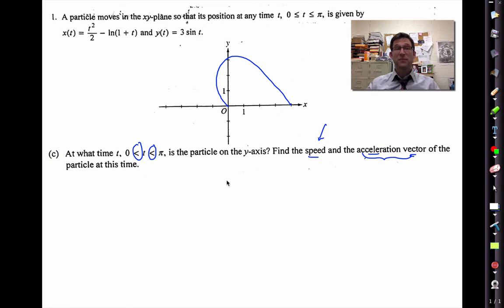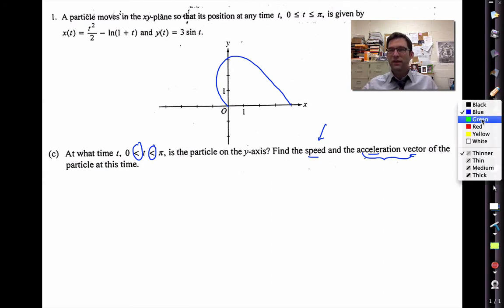Okay, at what time is the particle on the y-axis? What I'd like you to do is pause the video and write down anything you can. If you think you can figure out the time it's on the y-axis, please do so. If not, maybe hold up, but at least you should be able to write something down about this time.